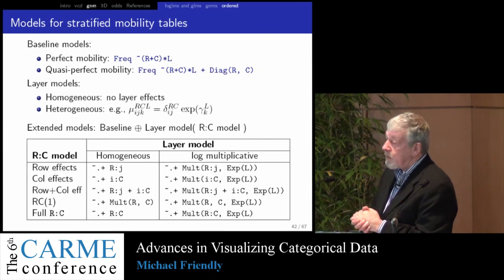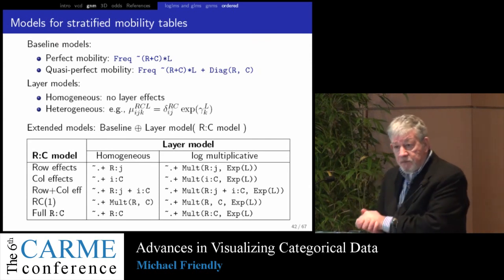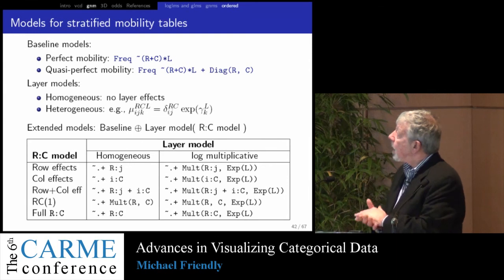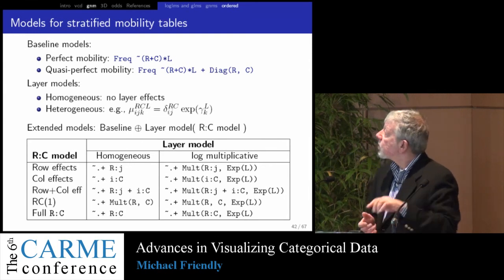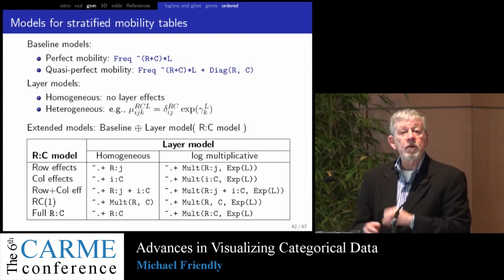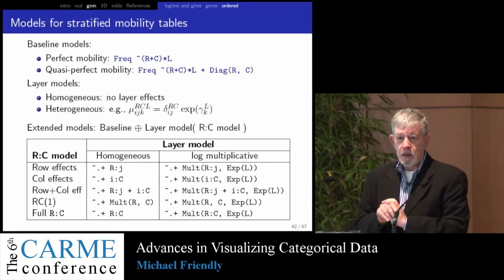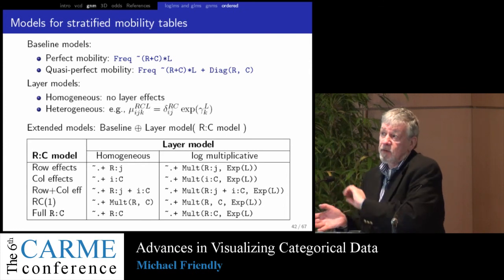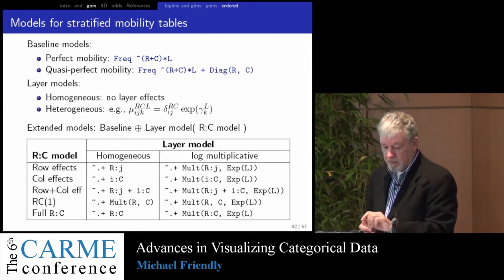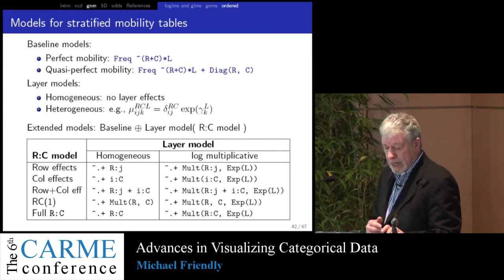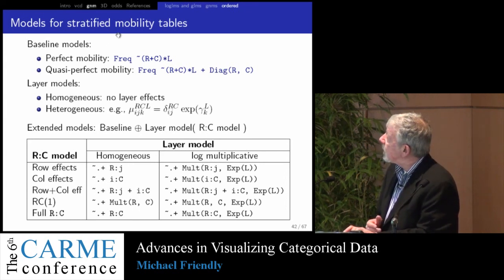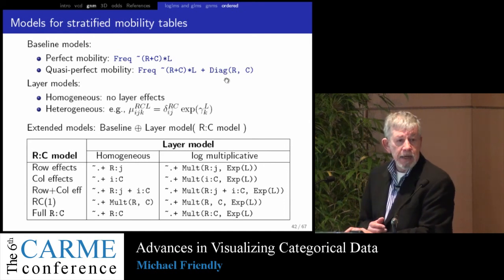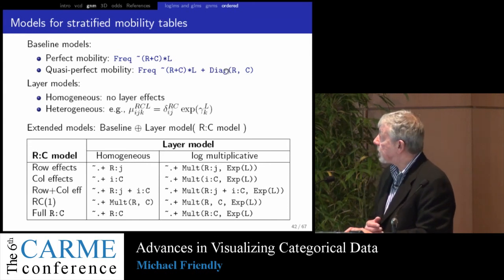So let me describe some models that I would fit to this data, and let me start with baseline models. The simplest model asserts fathers and sons are independent, but there are differences across countries or layers. That's a model of perfect mobility. But we're maybe not interested in the diagonal cells of the tables, so we simply add a diag RC term to essentially fit those exactly.